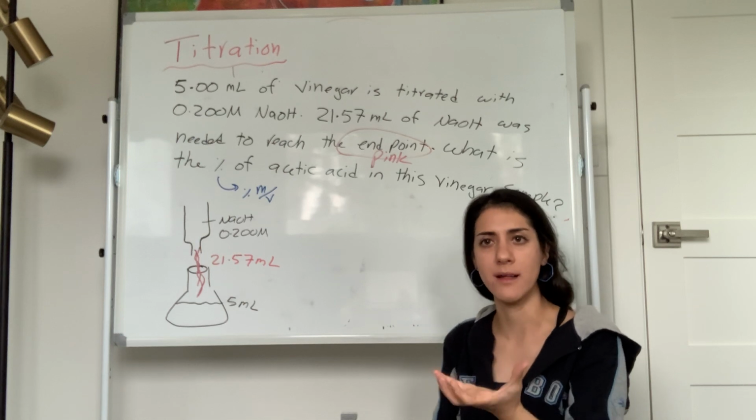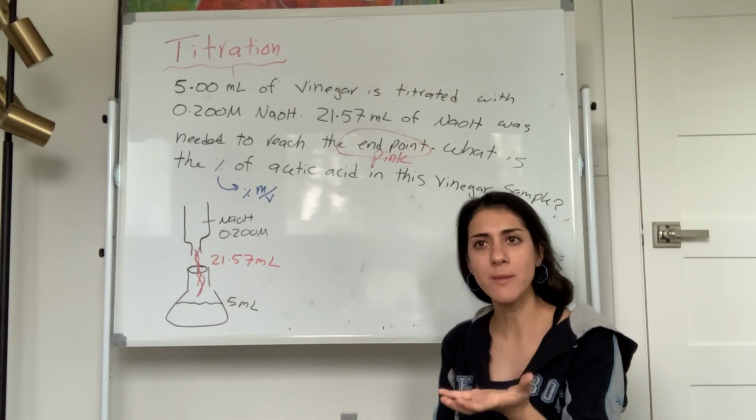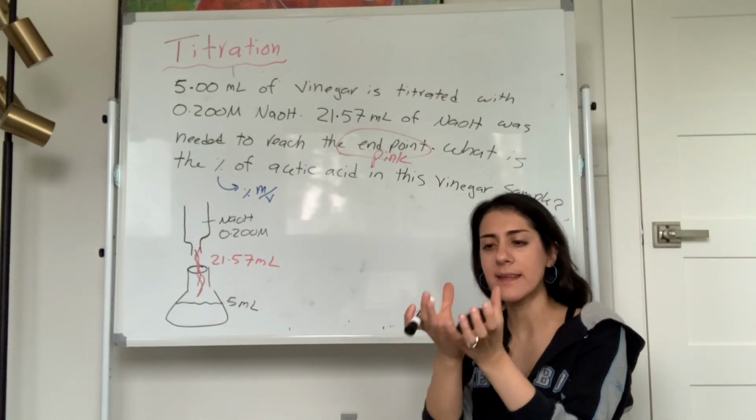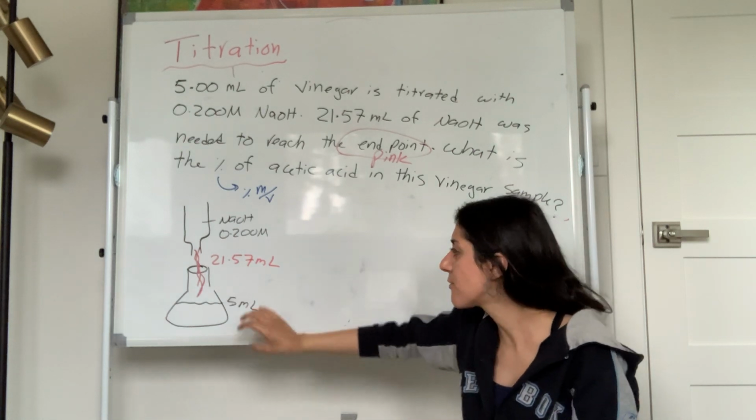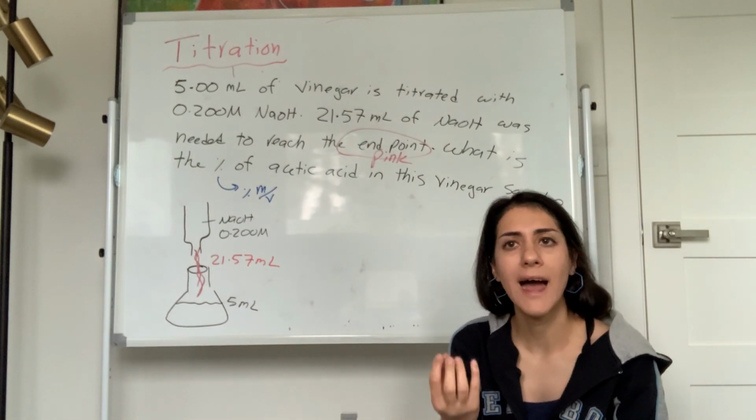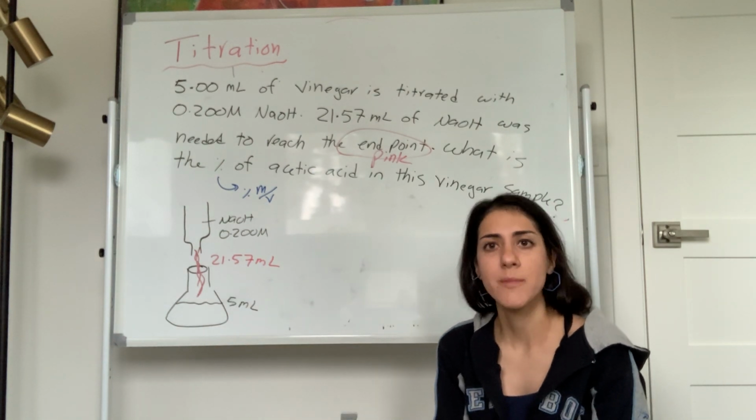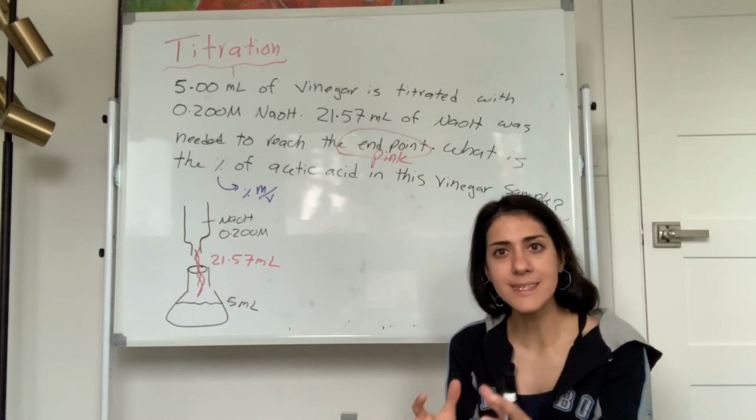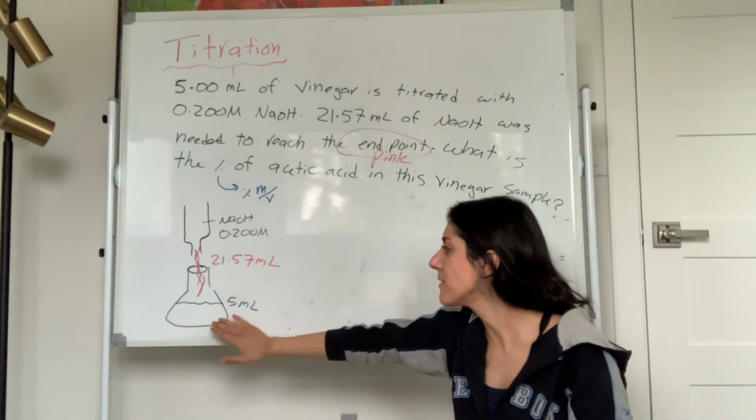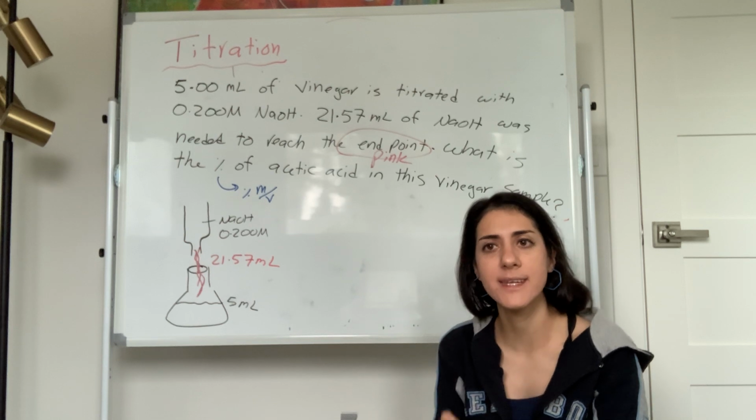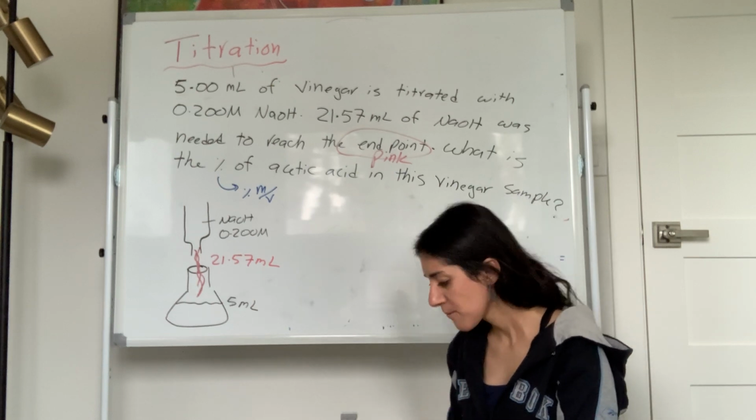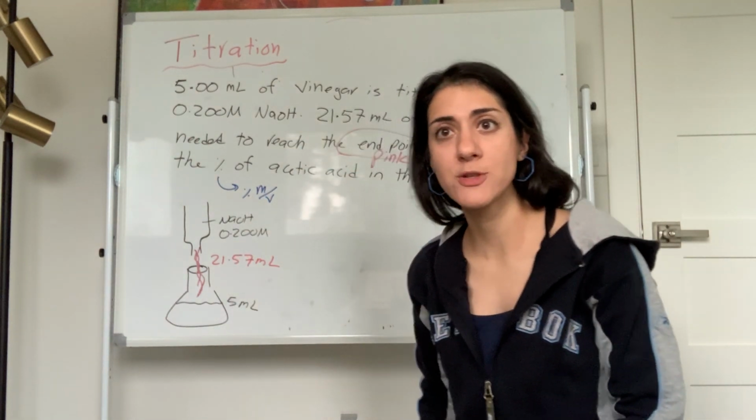So I have a 5 ml vinegar sample. I want to figure out how much acetic acid is in there. I want to figure out what is the percentage of acetic acid in this sample, because vinegar is water and acetic acid. I want to figure out how much of it is acetic acid. You following me so far? Okay, beautiful.